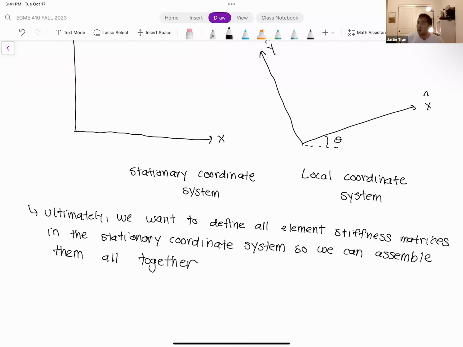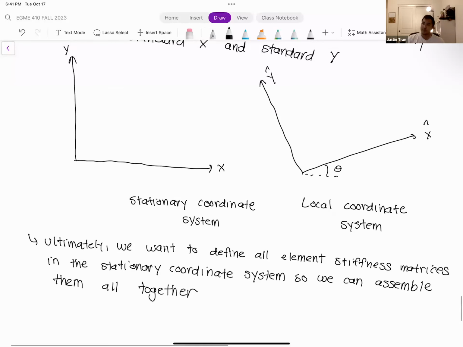And so what we're going to see on Thursday is that, based on their relative orientations, we're going to define what's called a rotation matrix. That rotation matrix will take any vector in one coordinate system and transform it into a vector in a different coordinate system. Okay. So one last thing I want to mention before we go.